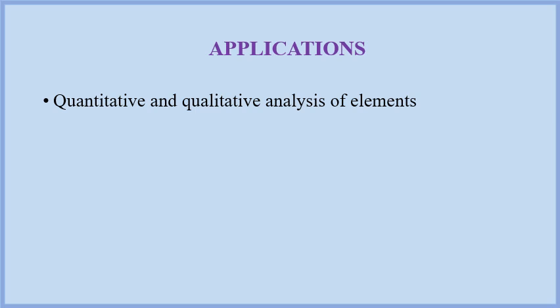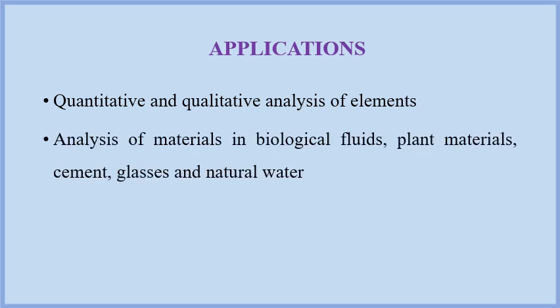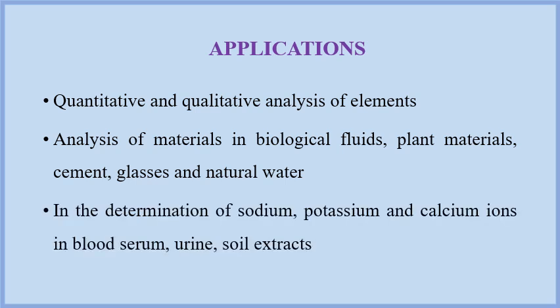What are the applications of flame photometer? It is applied for both qualitative and quantitative analysis of elements. It is used in the analysis of materials in biological fluids, plant materials, cement, glasses, and natural water. It is also used in the determination of sodium, potassium, and calcium ions in blood serum, urine, soil extracts.